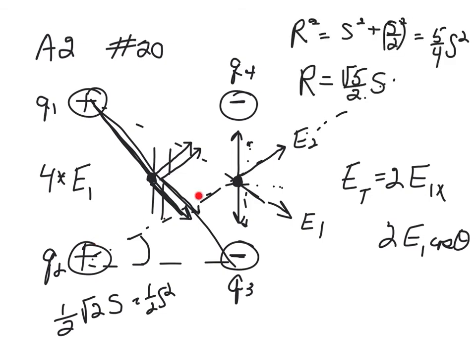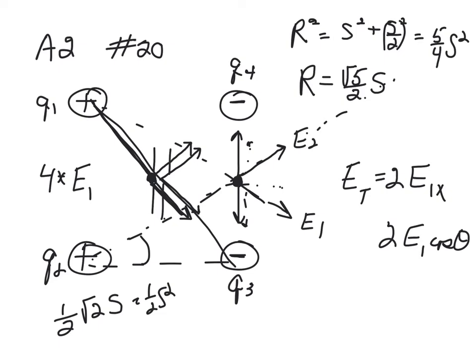Okay, call this distance r. I just called it r. So it's going to be s squared plus s over 2 squared. That's s squared over 4, so that's 5/4 s squared. So this distance r is simply the square root of all that, which gives you the square root of 5 over 2 times s. Now what's theta?